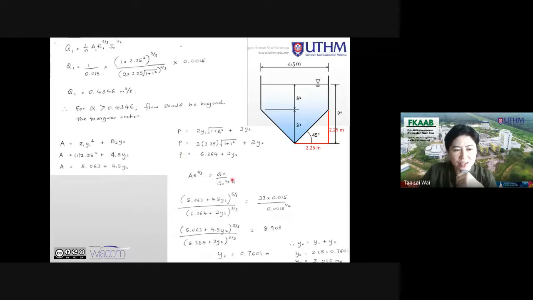Now, because Manning coefficient is given in the question, all right? I'll use the Manning flow resistance equation. Then rearranging the formula where I put the section factor, which is the function of depth, as the subject of the equation. So substituting A and P, and I substitute Qn and S naught, I'm going to have this.